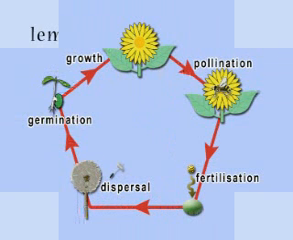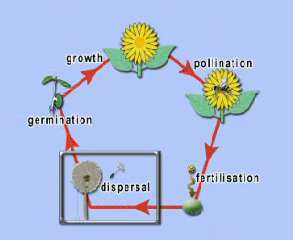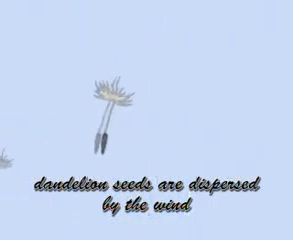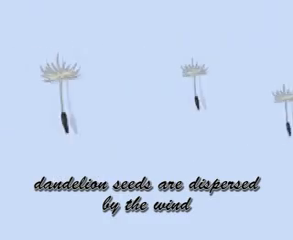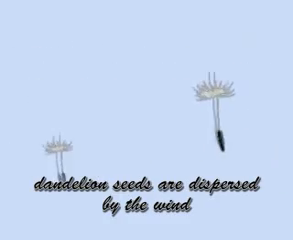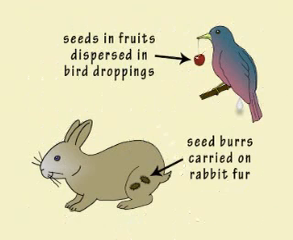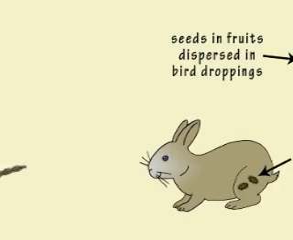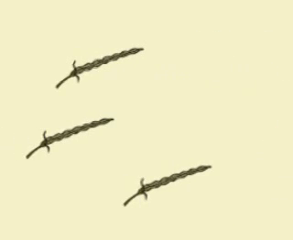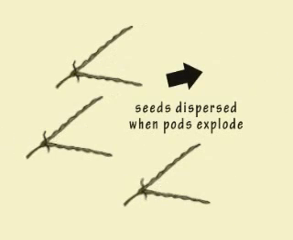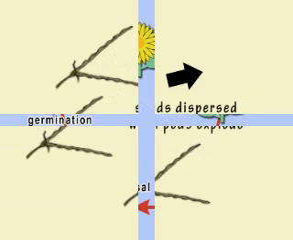The seeds must be dispersed or carried away from the parent plant so they have enough space to sprout and grow into new plants. Some seeds have feathery parachutes and are dispersed by the wind. Others are dispersed by animals, which eat their fruits or carry them on their fur. And yet others have seed pods that explode, sending the seeds shooting out.